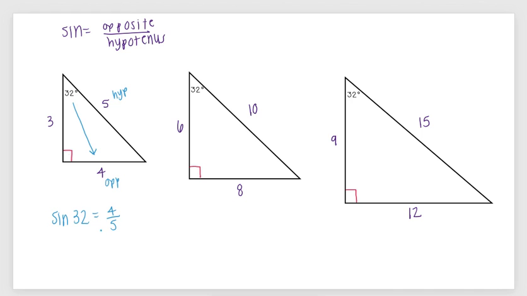Now let's see what happens when we do that with all of the similar right triangles. So here, if I do the same thing, sine of 32, my opposite side is now 8, and my hypotenuse is 10. And then when I reduce that fraction, I can divide 2 from top and bottom, and I see I get 4 over 5 as well.